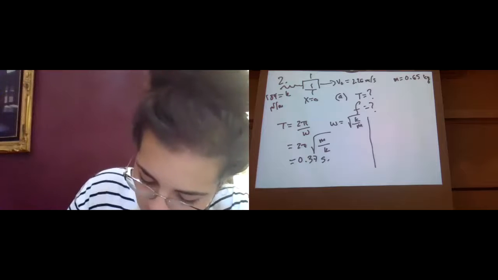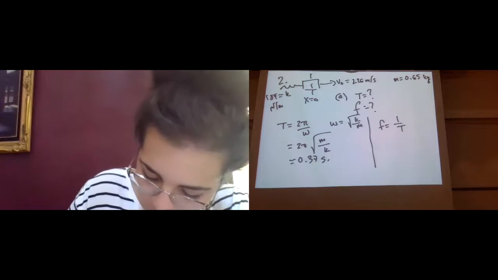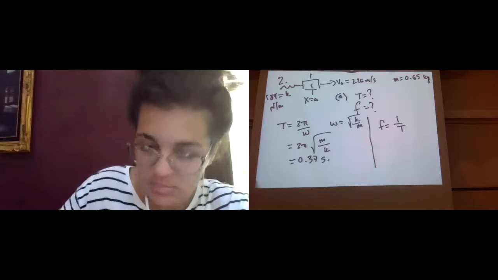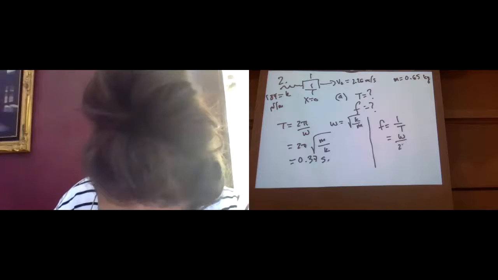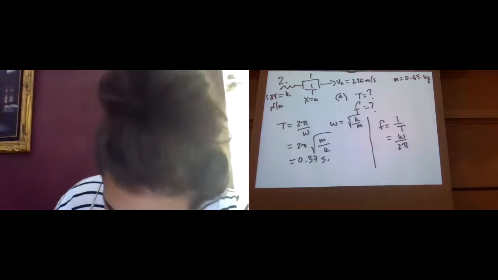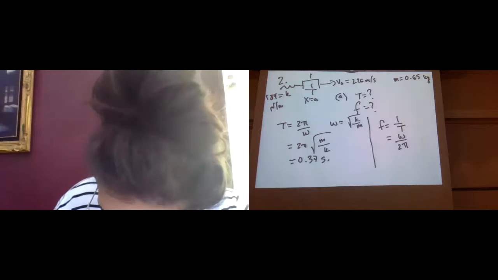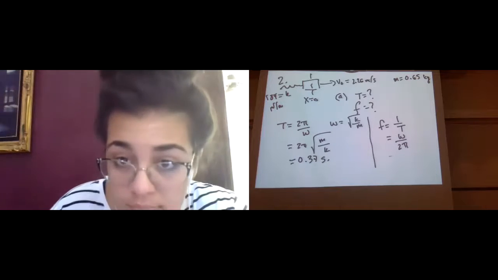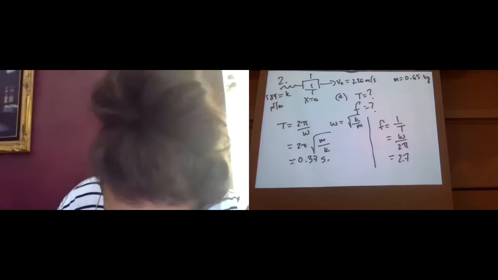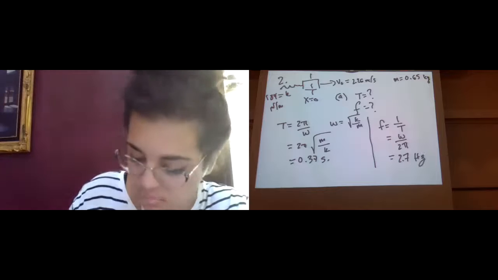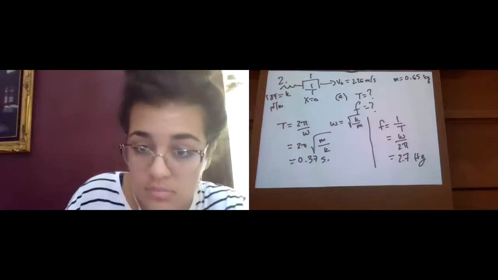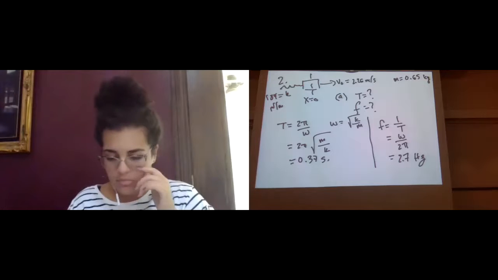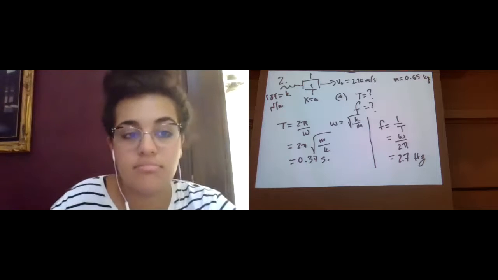For the second part, we want to know what's the frequency. Well, the frequency by definition is the inverse of the period, or it's equal to the angular frequency divided by 2 pi. Either one. Here, since I know the period, I can invert it, and that works out to be 2.7 hertz. Remember from last semester, frequency has units of hertz, which is per second. Okay? Not too bad, right?